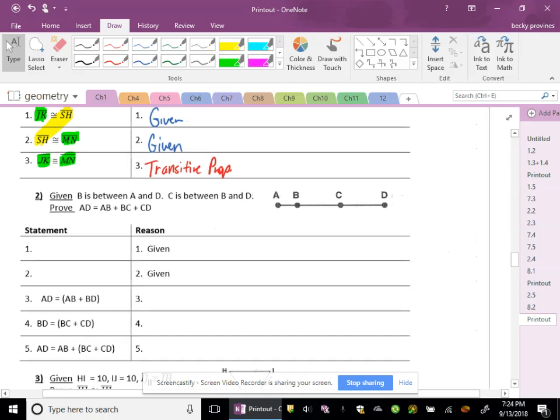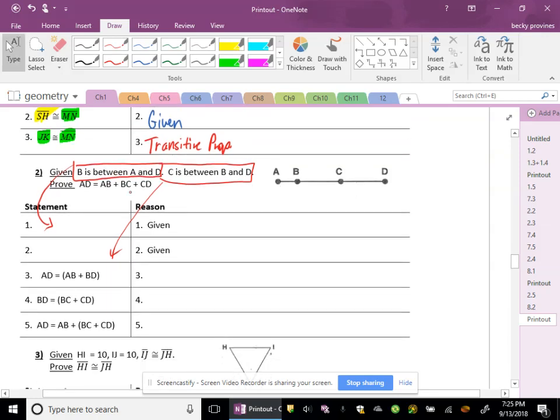Number 2, B's between A and D. When it says that, it doesn't mean it's in the middle. It just means it's hanging out in between. And C's between B and D. Again, do you see how there are 2 given statements? If you were writing your own proof, you could put them all in one given, but they want the first given in the first blank and the second given in the second blank. What you're proving, they already have as your last step. So guys, we're pretty good to go here.